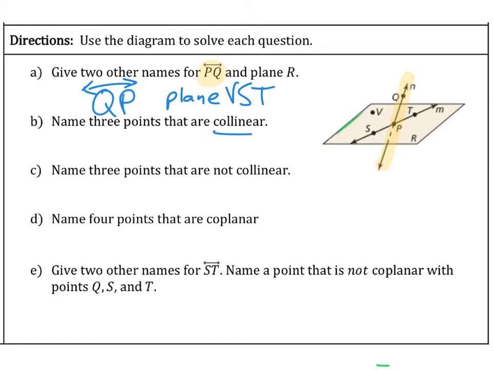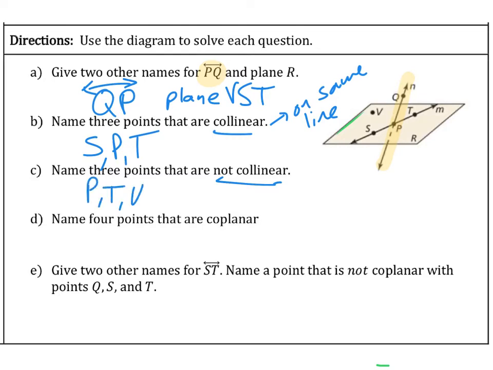Now we have this thing called collinear. Collinear means on the same line. Okay, so the question is, can you find 3 points that are on the same line? Well, it looks like S, P, and T are on the same line. Well, what if we look for 3 points that are not collinear? They're not on the same line. Well, how about, let's see, P and T, those are on the same line, but if we pick V, P, T, and V, that would work. There's more combinations, but P, T, and V, they're not on the same line, so that would be a good answer.